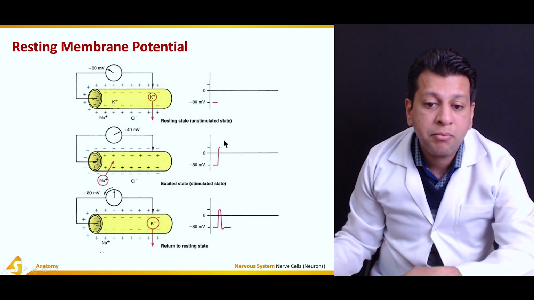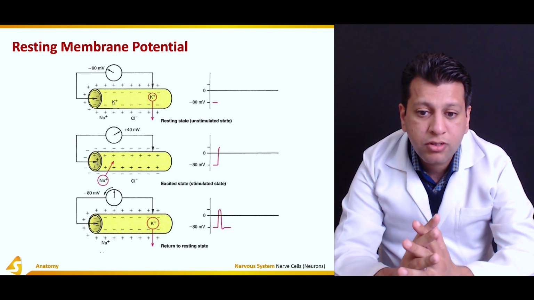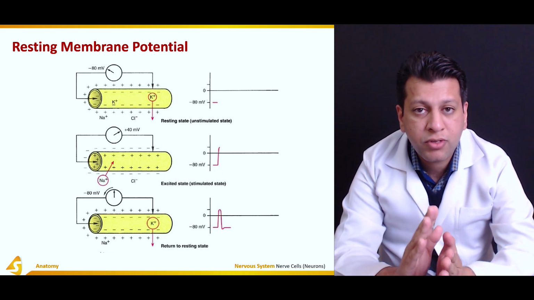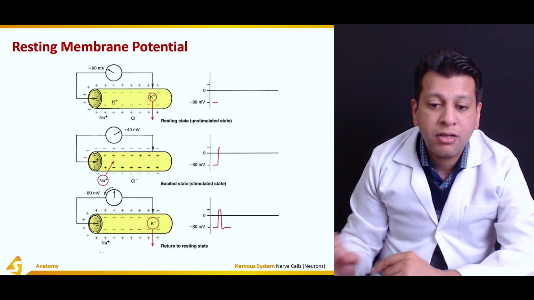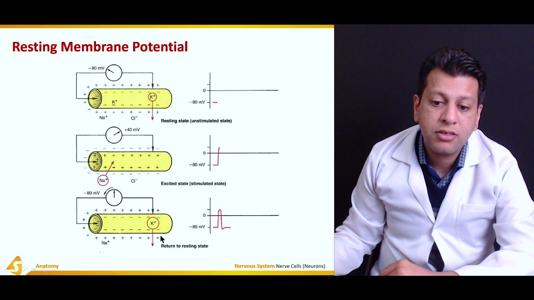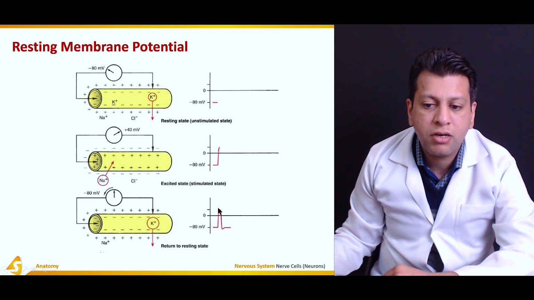But as this happens, the sodium gates close. Once it is at this point, for these 5 microseconds, it is at plus 40 millivolts. But then there will be an excess of potassium over here, which will start to flow out, which will leak out, and from plus 40 it will return back to minus 80 millivolt.